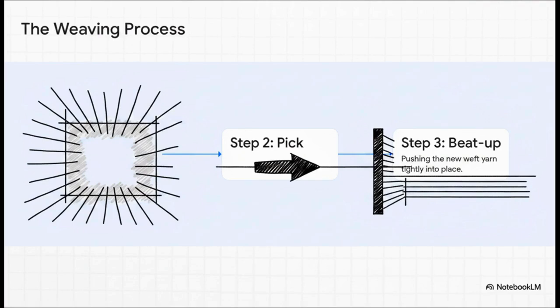First, shedding. The loom lifts some of the warp threads up and pulls others down, creating this little triangular opening. Next, the pick. A weft thread is shot through that opening. And finally, the beat up. The loom pushes, or beats, that new weft thread tightly into place against the one before it. Shed, pick, beat up. That simple rhythm, done thousands of times, is what creates your fabric.